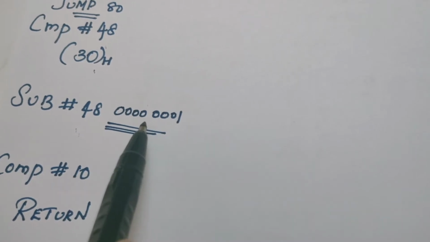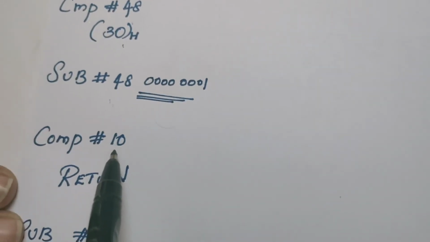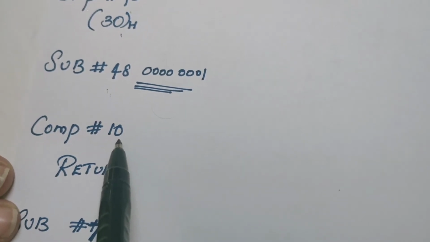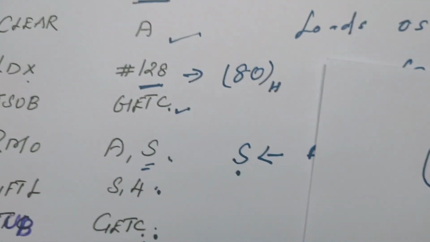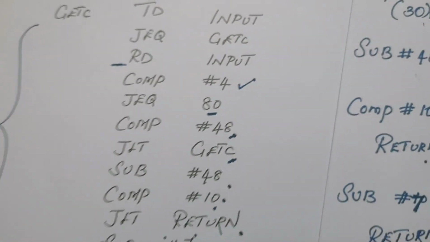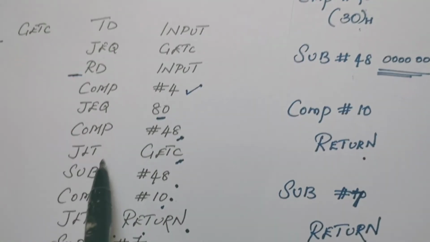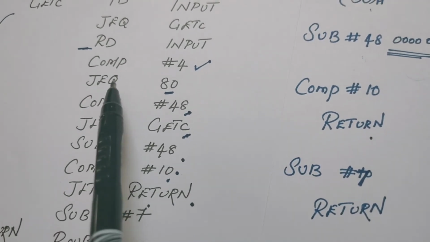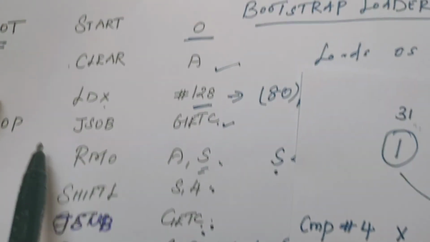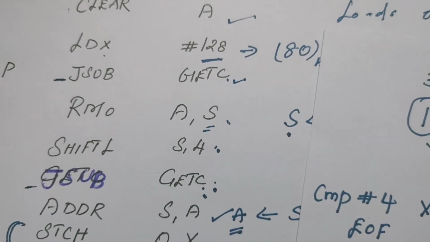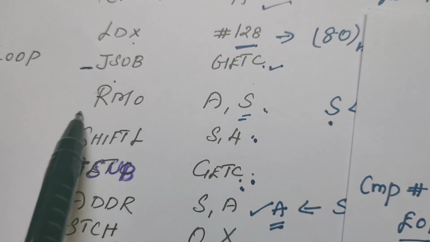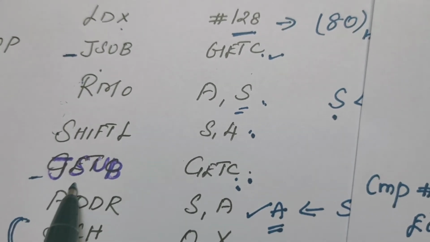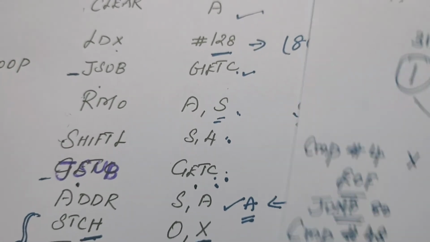Now, this one is once again compared with 10, in the sense of whether it is less than 10 or greater than 10. If it is less than 10, return to the main program. We know that in the Bootstrap Loader program, this is the main program and this is the getC, right? So now get character is reading the character. Once a value is available in the accumulator, it will return to the main program. And in the main program also, we know there are two jump to subroutines. So the first jump to subroutine getC is executed. Now these two instructions will be executed. Once again, the main program jumps to the subroutine getC to read the character for the second time.